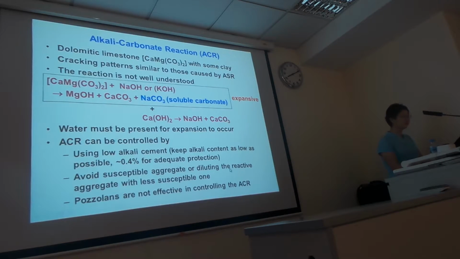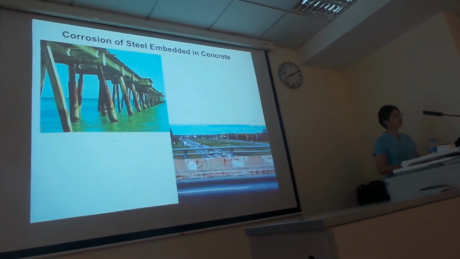So diluting the reactive aggregate with less susceptible aggregate. Okay? So this is in addition to the alkaline silica reaction we talked about. So I just want to briefly mention this alkaline aggregate reaction.